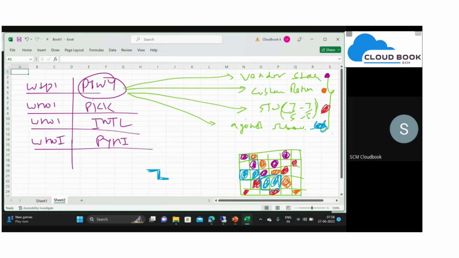This pattern I have basically used, only this much bin I will be using, to put the material against the STO in the storage type. And this pattern, this color, is basically used to place the material in the warehouse against the vendor stock. It is against the vendor stock.